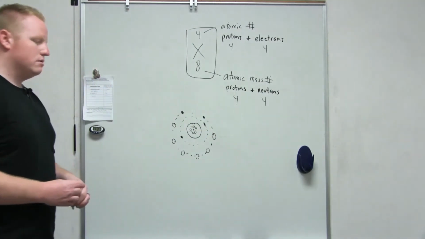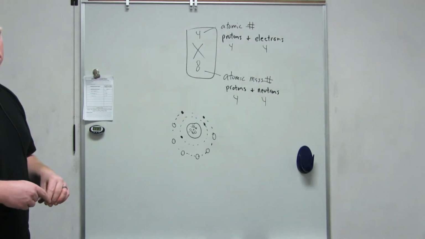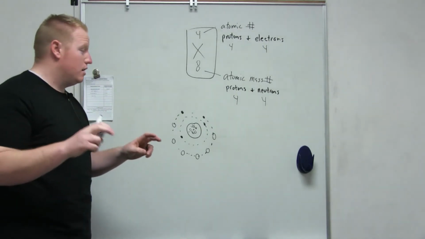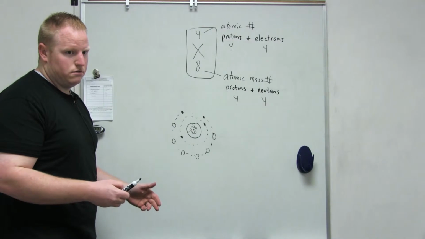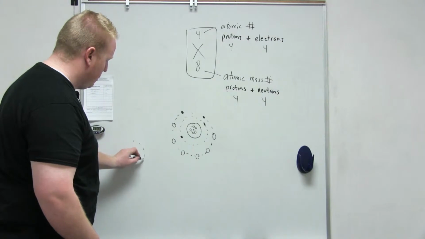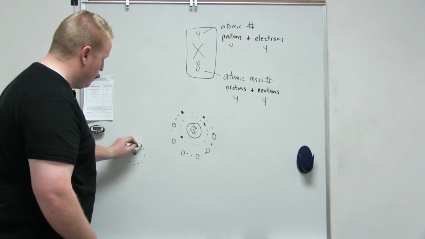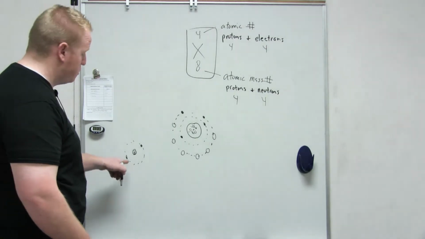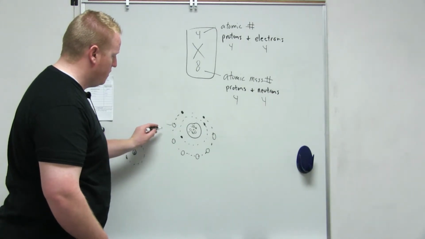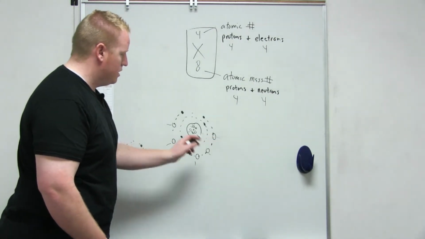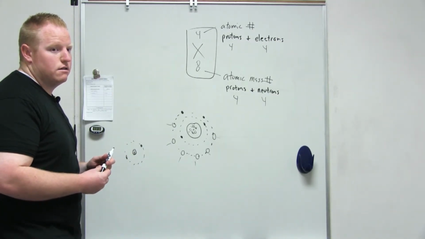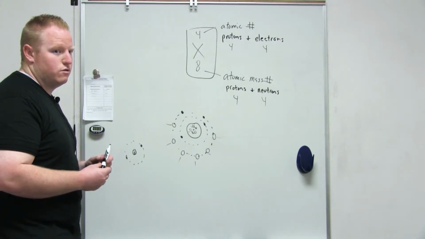So to be happy, it wants a full outer shell. Or, let me take that back. For it to be happy, it wants its outermost shell to be full. So if you had some element and it only had 2 electrons, it's happy. Its outermost shell is full. But this one wants to be happy, so it's going to make 3, 4, 5, 6 bonds with something else to make it happy. Cool?